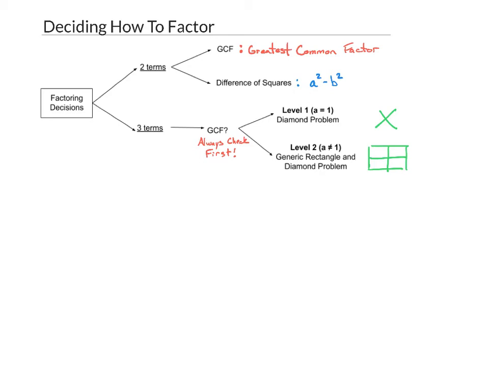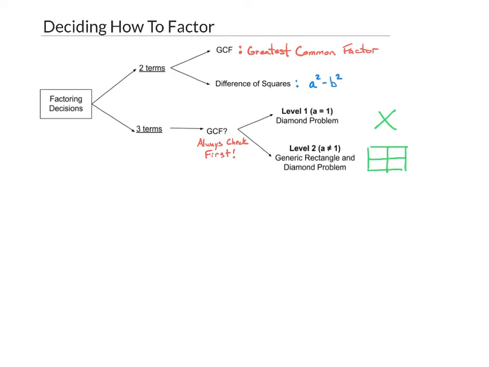In this video, we're going to be taking a look at the factoring decision chart. When you're approaching a problem, you have to know how you're going to factor it, and that's going to be based upon what information you see in front of you. For instance, if you have either two terms or three terms, that's going to change the direction that you go.